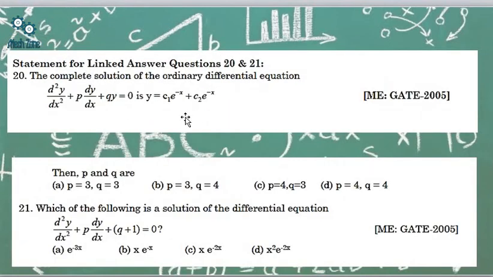Okay, now let us look at another question. This is also a very important question which has been asked. The complete solution of the ordinary differential equation d square y by dx square plus p into dy by dx plus qy is equal to 0 is given as c1 e to the power minus x plus c2 e to the power minus x, and we have to find out the values of p and q.